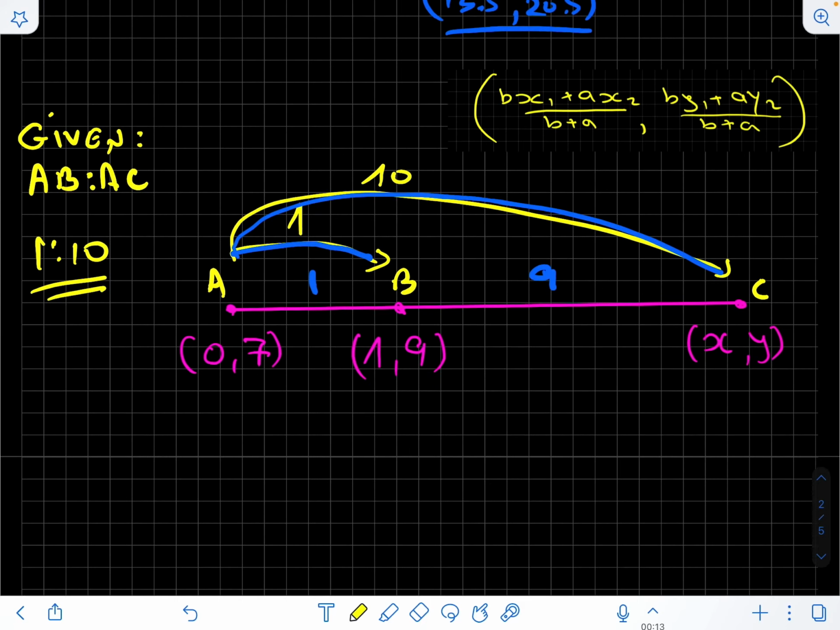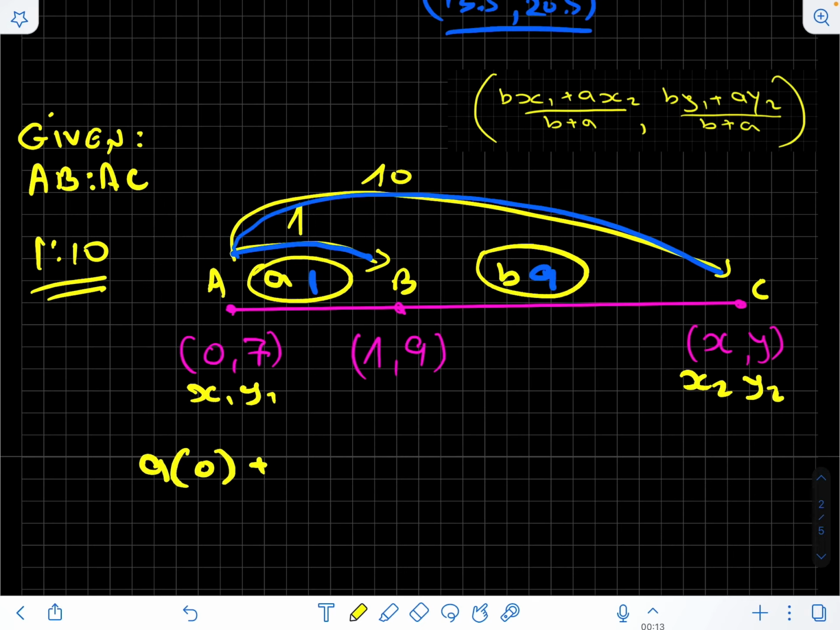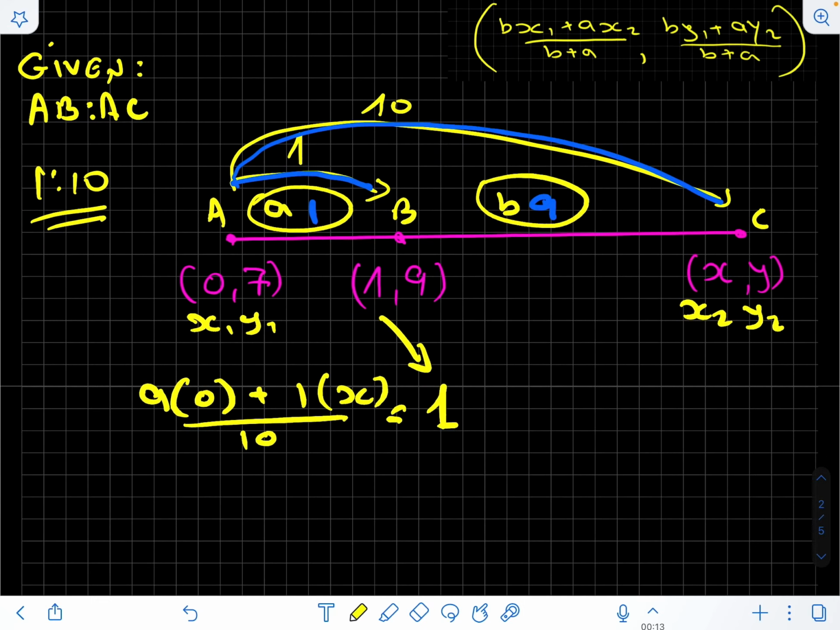And now in this case again, we do the same thing. We mark our A and we mark our B. So that's our B and that's our A. And of course our x1, y1 and our x2, y2. And back to our formula. So it's B multiplied by x1. So that means 9 multiplied by 0 plus 1 multiplied by x, all over 1 plus 9, which is a 10. That has to give us the middle point, which is 1. Solve this, multiply both sides by 10, so we get x equals 10.